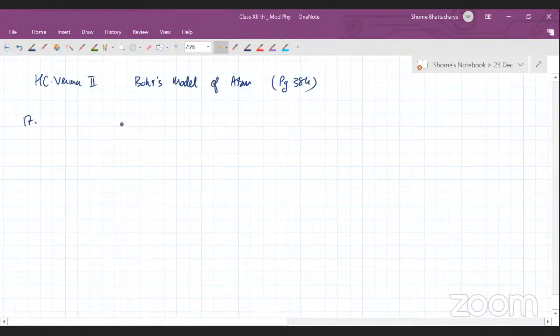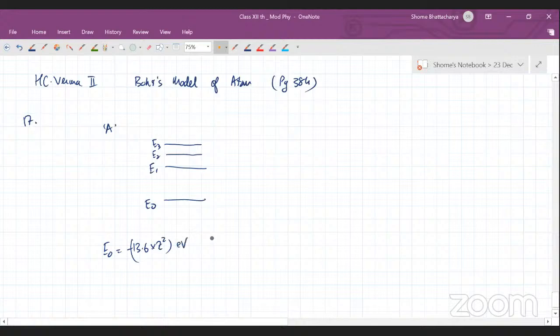So question number 17. It says that a gas of hydrogen-like ions is prepared in a certain excited state. Okay, so let's say it's some kind of hydrogen-like atoms. We don't know which state it is in. But E naught will be minus 13.6 into Z square. Now it says that it emits photons in a particular excited state. It emits photons having wavelength equal to the first line of the Lyman series.